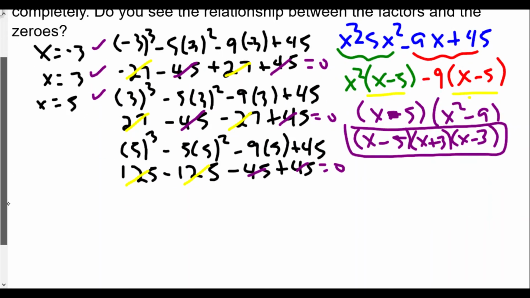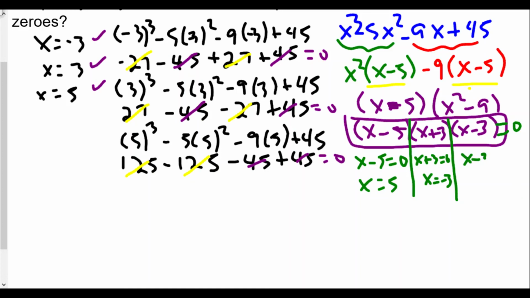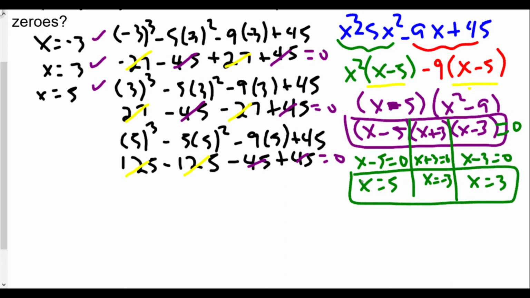Well, if we set the whole product equal to 0, and we set each of these factors equal to 0, x minus 5 equals 0, we get x equals 5. x plus 3 equals 0, x equals negative 3. And x minus 3 equals 0, we get x equals 3. And these are the zeros of our expression.